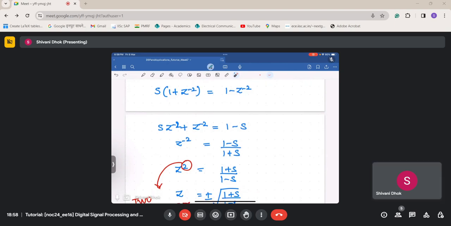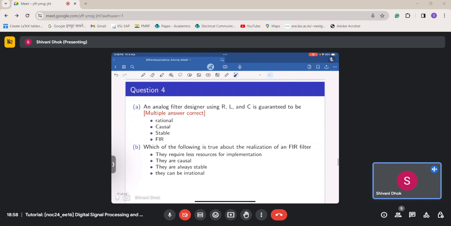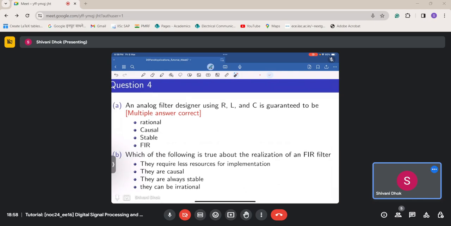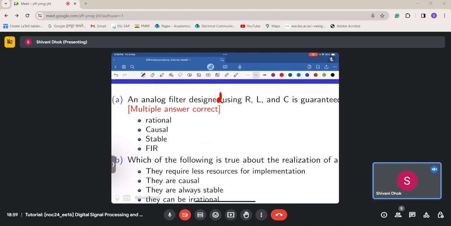No, madam. Okay. If there are no questions, then let's move on to the fourth question. The fourth question is a simple one. It says that an analog filter designed using R, L, and C, that is resistor, inductor, and capacitor, is guaranteed to be. This is multiple answer correct. It will be rational, it will be causal, it will be stable, and it will be FIR, that is finite impulse response. Which of the following can be true?